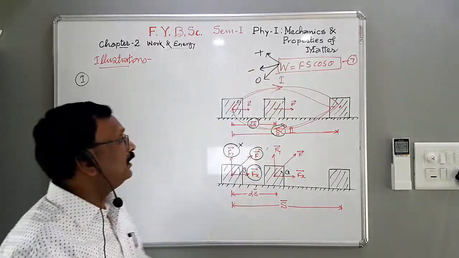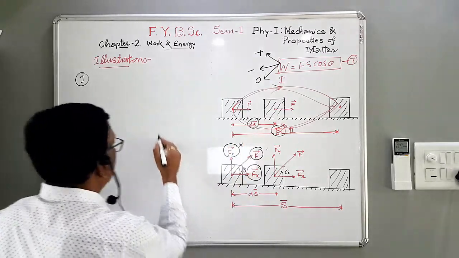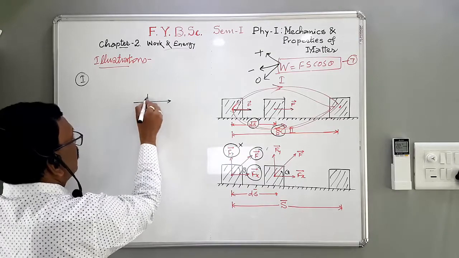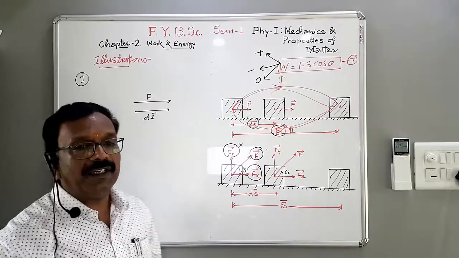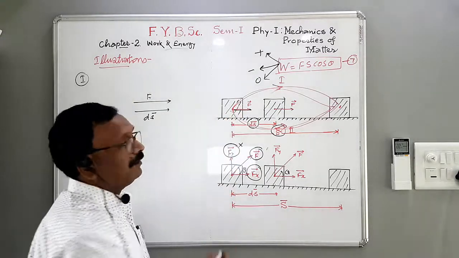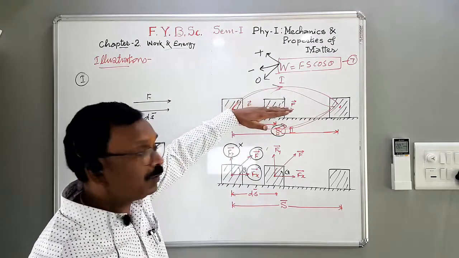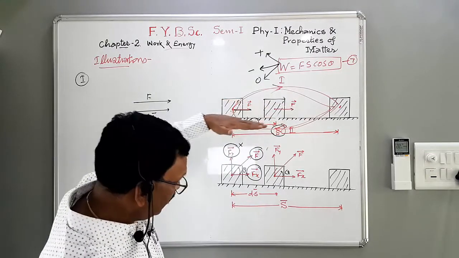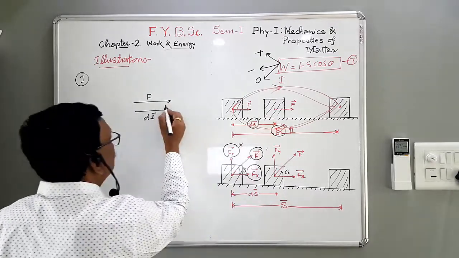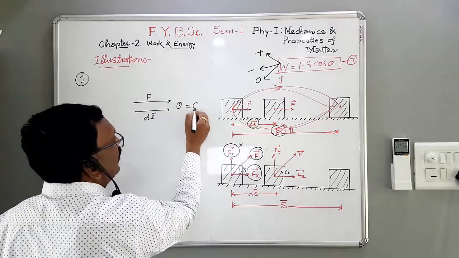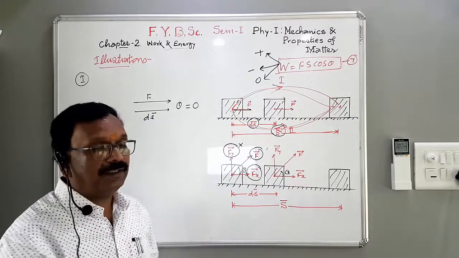So first, suppose this is the force F and this is the displacement. If both the quantities are in the same direction, then the angle between these two quantities, theta, is equal to 0. This is the first illustration.